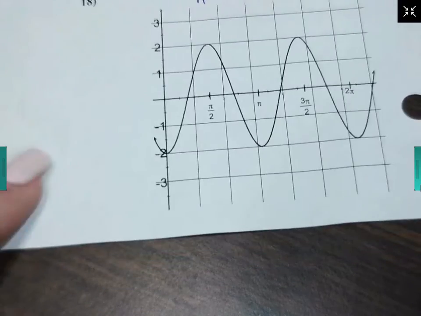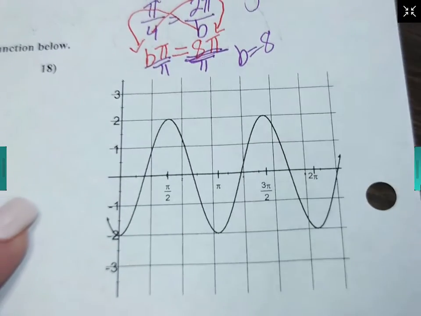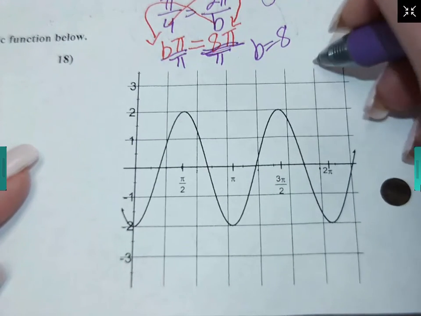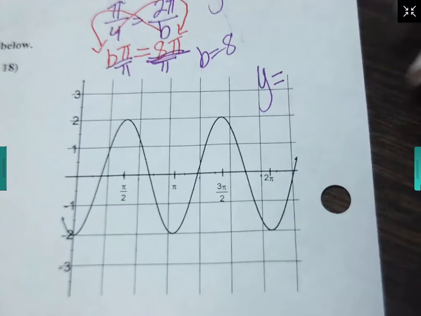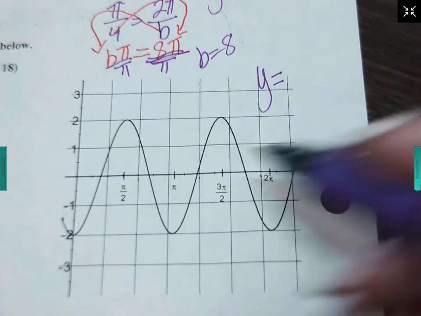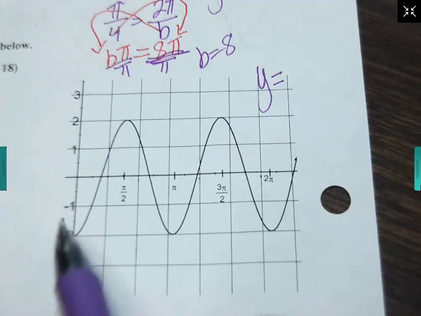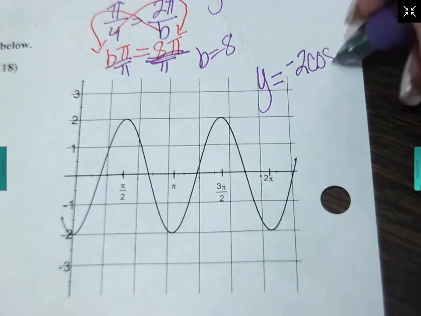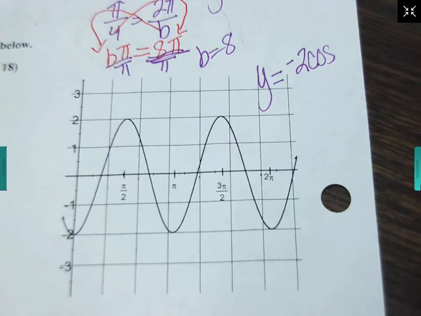All right, on number 18, this is the same thing, right? So this is cosine, but what's our a here? A is 2, so that's y. And is it positive 2 or negative 2? How do we know it's negative 2? It starts at the bottom, and then cosine of, now, what's our, yes?